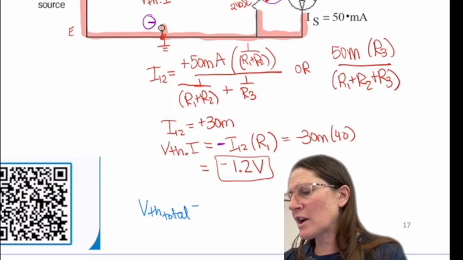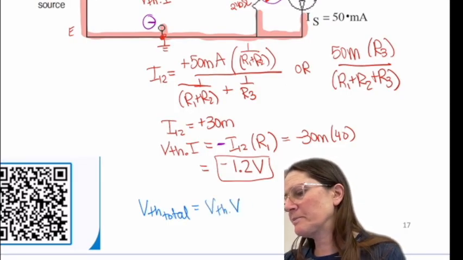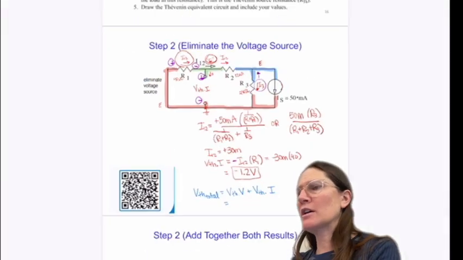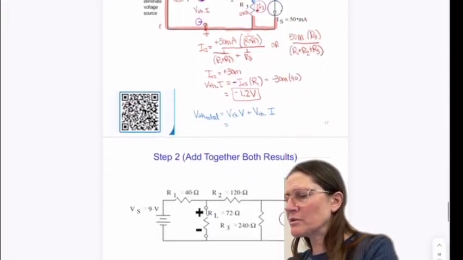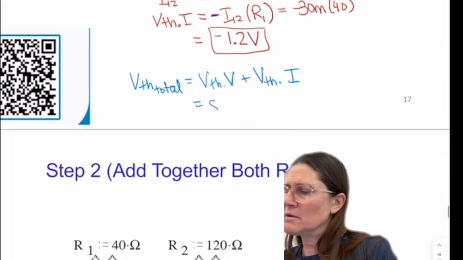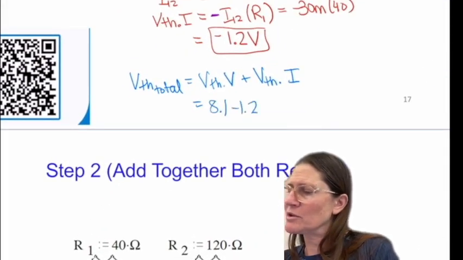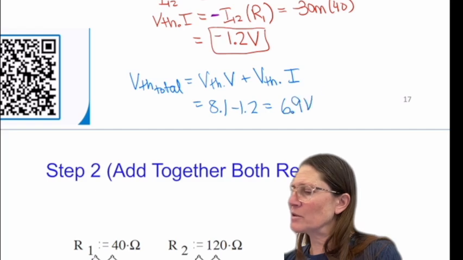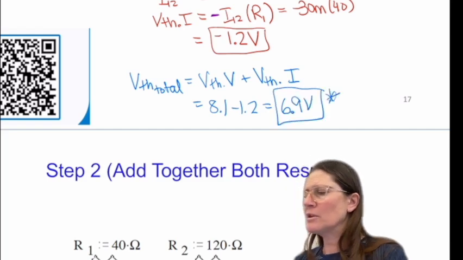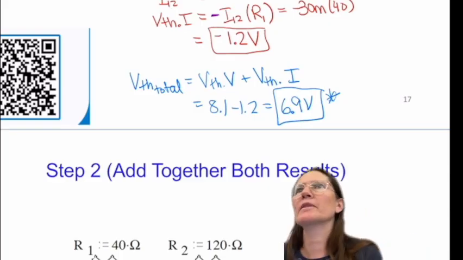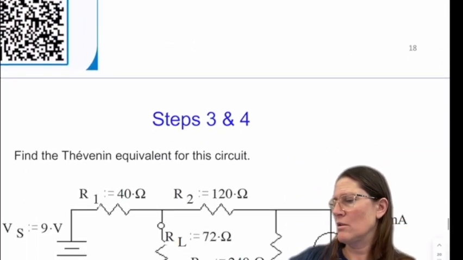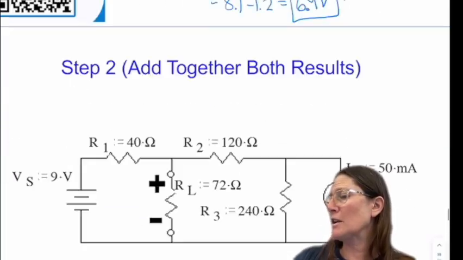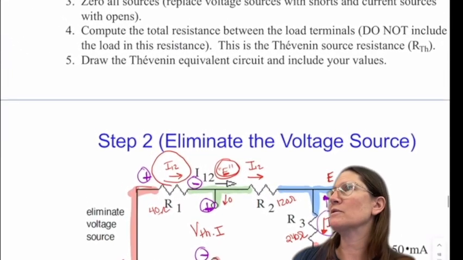So to find the actual value, you sum these. And the first one we had was 8.1 volts minus 1.2. And that gives us 6.9 volts. So this is our end value for the VTH. Okay, any questions on these steps?